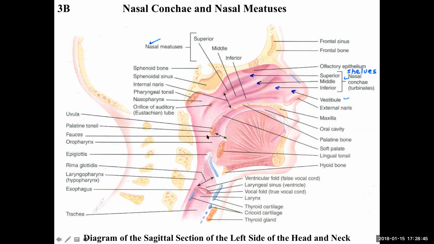Okay. Anyway, the larynx is about 3 inches in length. It's a short passageway that connects the laryngopharynx with the trachea. So it connects the laryngopharynx with the trachea, which is about here. Okay. Now, the larynx is composed of 9 cartilages. Okay, 9 cartilages. Now, the first cartilage is the thyroid cartilage.